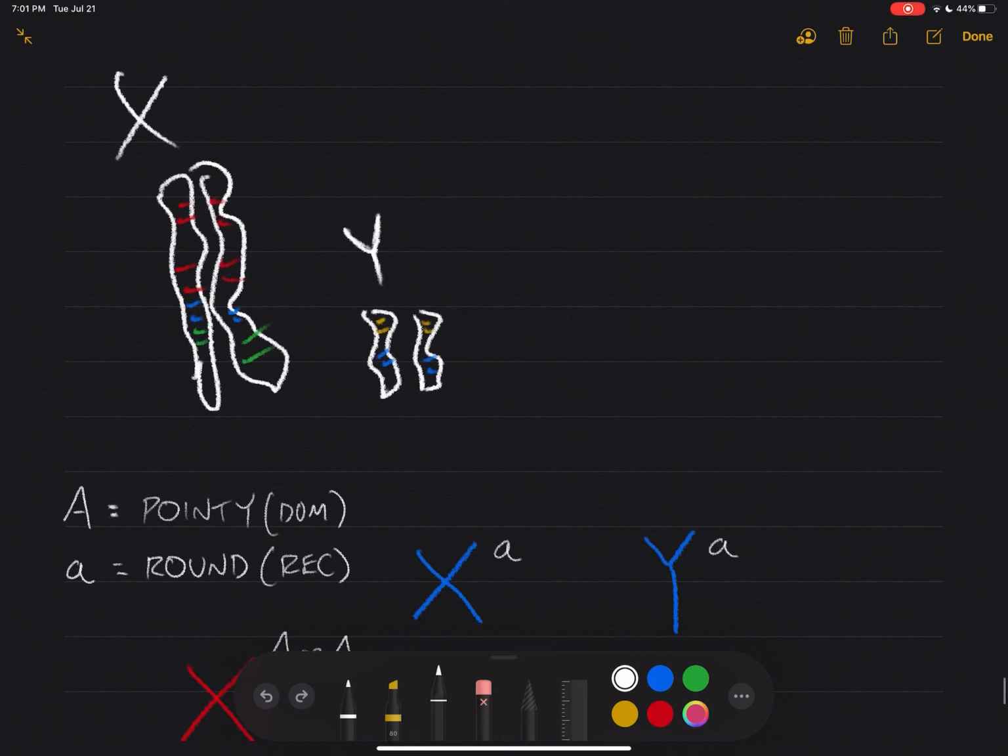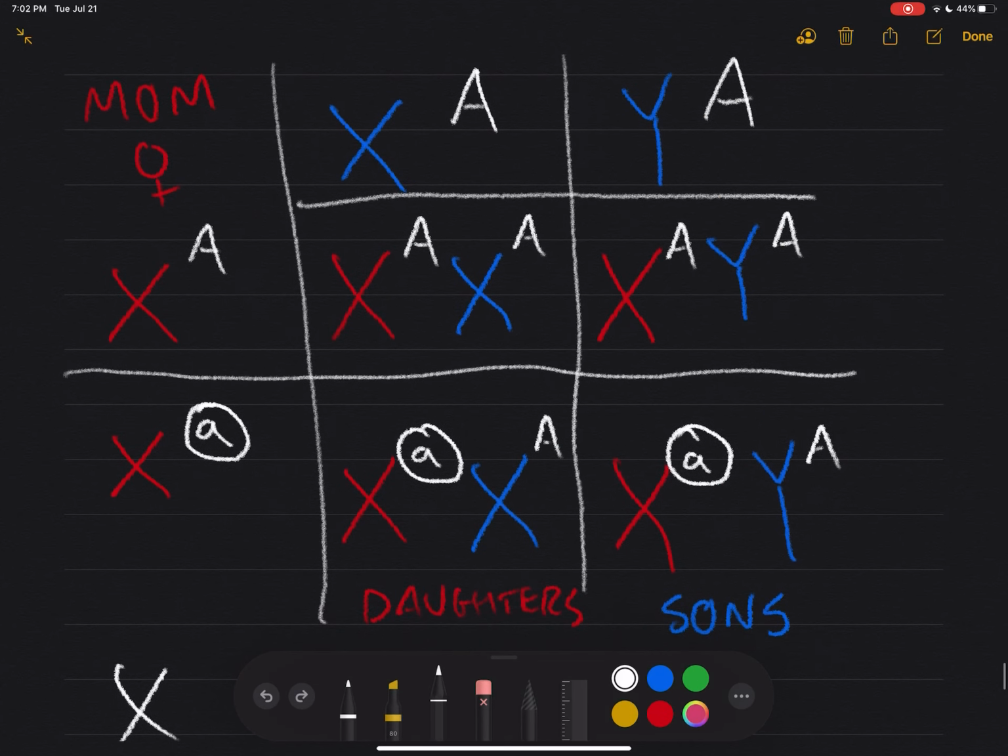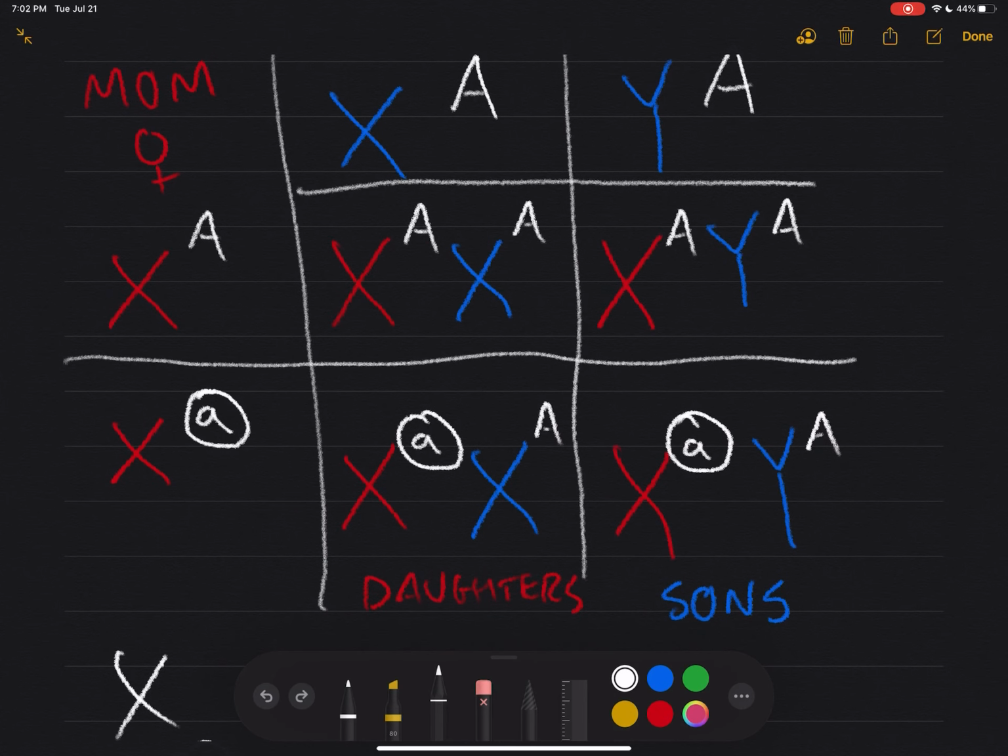Now, remember, the X chromosome is larger than the Y chromosome. Females have two X chromosomes. Males have an X and a Y. This is another problem that I did earlier. And just remember, with the X chromosome, your daughters get an X from the mom and the dad, right? But the son only gets an X chromosome from his mom. So let's keep that in mind, okay?